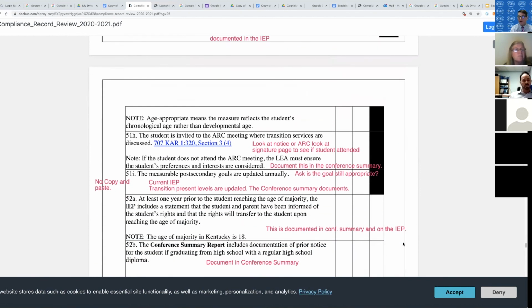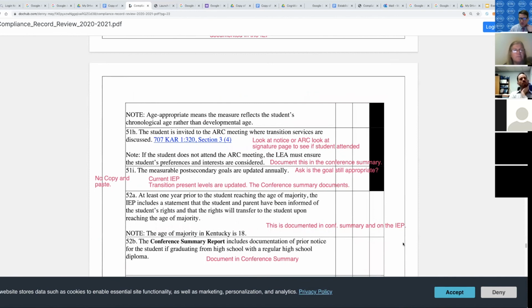51H, the student is invited to the ARC meeting. Look at the notice and look at the conference summary. It has to be documented in the conference summary every time. The discussion needs to be rich, and it needs to be a back and forth, how we include that student's interests and preferences, and were they invited on that notice. We're looking at the ARC notice. We're looking at the signature page. They were invited, they signed, we included the discussion, multi-year course study, all those transition assessment updates, all that guidance that we need to be giving them.